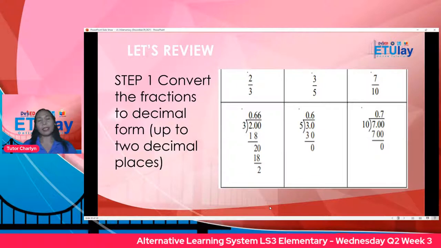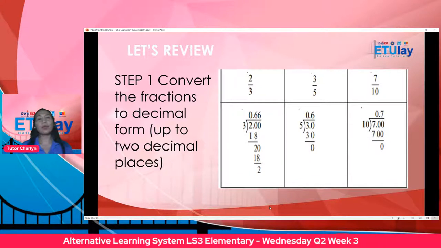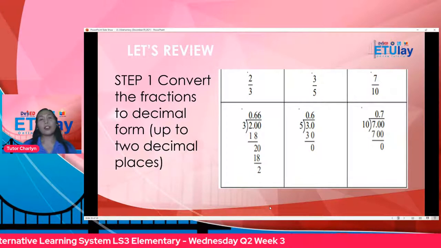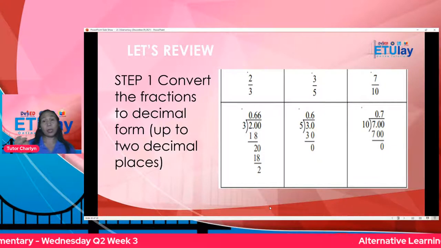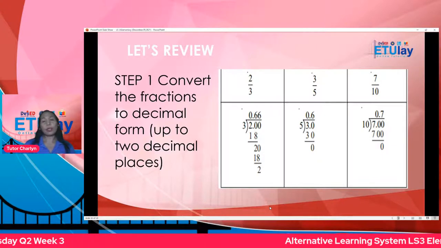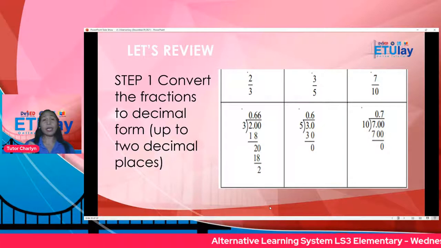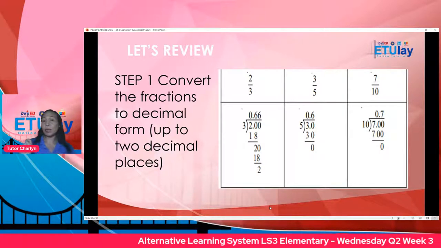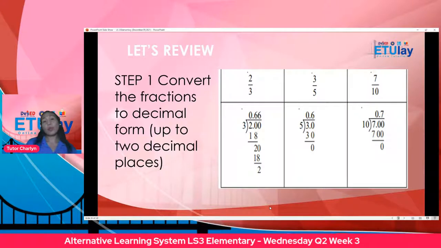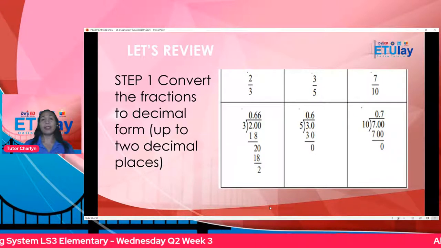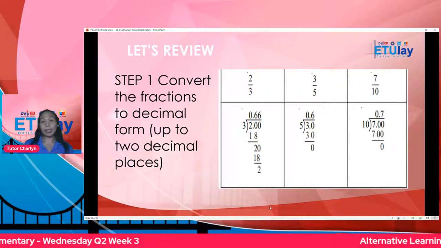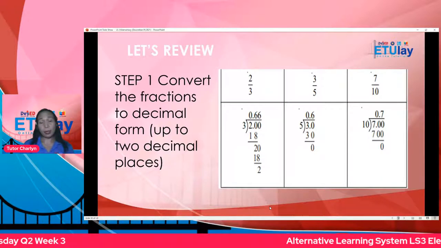Okay, so we got 2/3. So we have 2 divided by 3. So 2 divide 3, 0. Since wala tayong makuhang 3 kay 2, itlagay natin sa taas yung 0. Then, add decimal point, align the decimal point, add 0. So, we got 20. Divide 3. So, we got 6. Multiply, we got 18. Then, subtract. Again, we got 2.